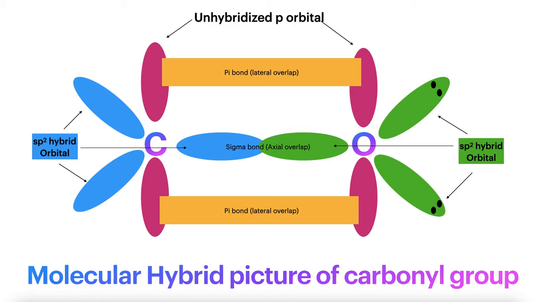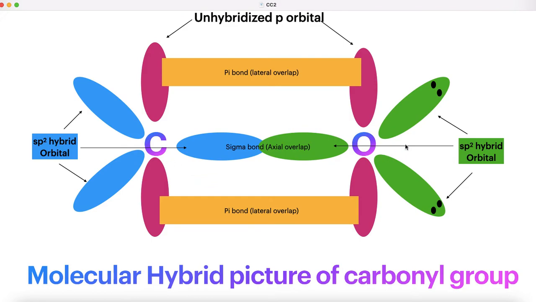This is the molecular orbital picture of the carbonyl group. Both carbon and oxygen are sp2 hybridized. The 3 sp2 hybrid orbitals of carbon are obtained by mixing and recasting of the 2s and 2p orbitals of carbon. In case of oxygen, the 2s and 2p orbitals undergo mixing and recasting, and there is the formation of 3 sp2 hybrid orbitals.